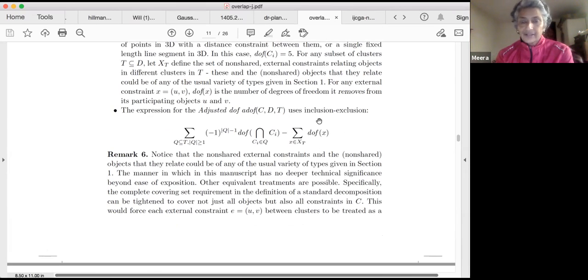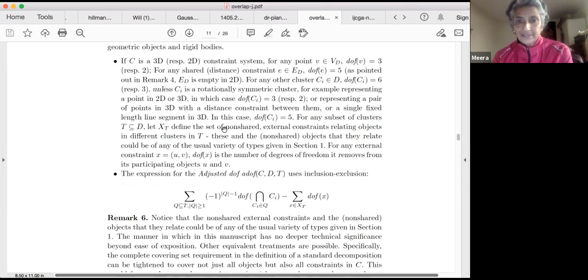We can define this adjusted degrees of freedom, which is, given the cluster C, D of its children, and T is any subset of it, you can look at every subset of it of size greater than or equal to 1, and you can take the degrees of freedom of the intersection minus the degrees of freedom of, so okay, X is defined here. XT is the set of non-shared external constraints relating the objects in these clusters.